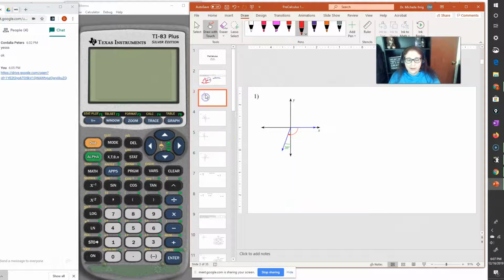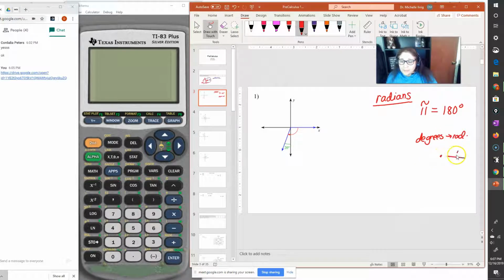So let's take a look at a question. Here, it gives us that reference angle, and it wants us to convert it into radians. So if we start here, there's a couple things to remember. Anytime that we have pi, that equals 180 degrees. Anytime that we go from degrees to radians, we're going to have to multiply by pi over 180.